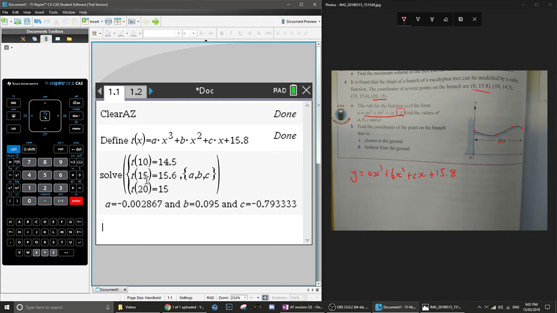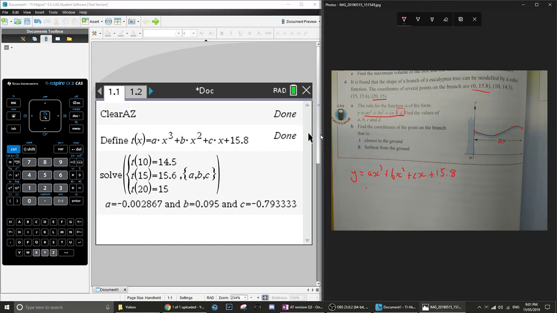And there we go, there's our values. Okay, so let's write them down over here just quickly. A was negative 0.002867, B is 0.5, C is 0.793333.